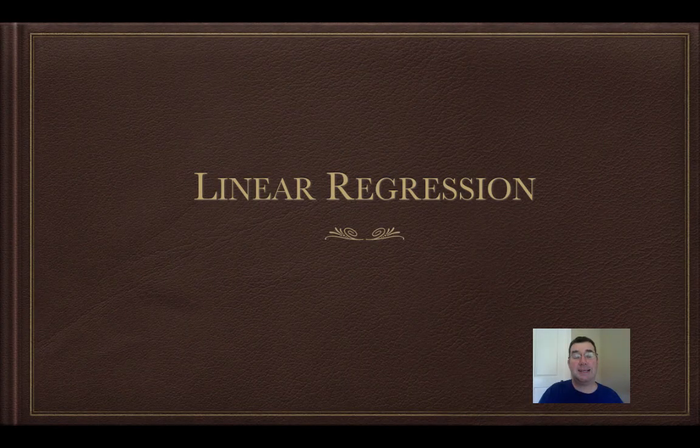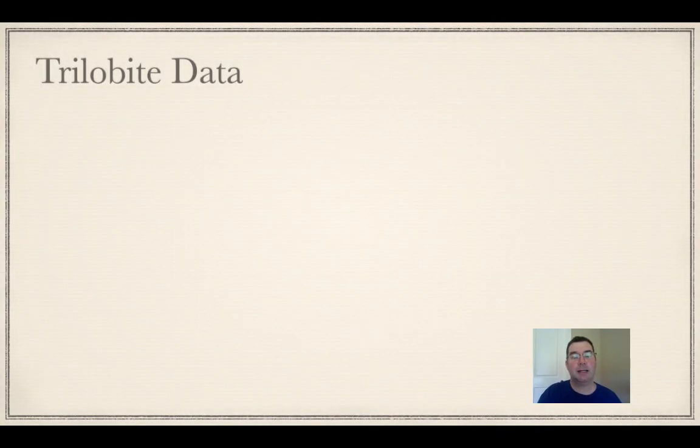All right, last time we talked about drawing a line of best fit. There's a much easier way and a much more accurate way to do this. It's called linear regression. This is lesson 7.7. So let's look at some data.